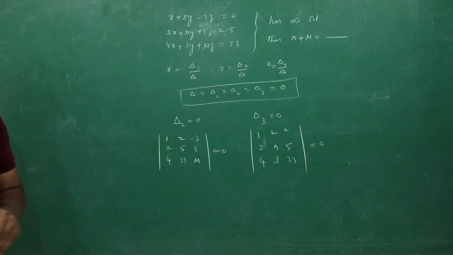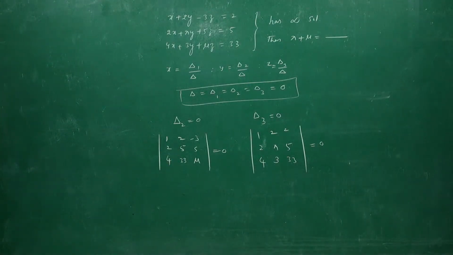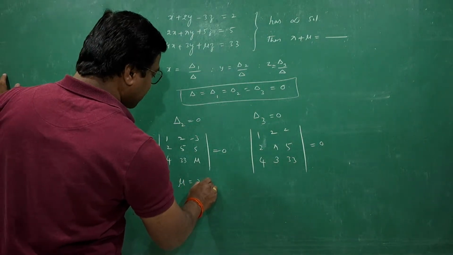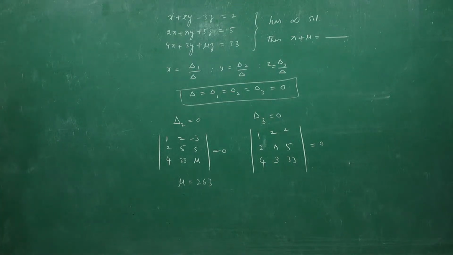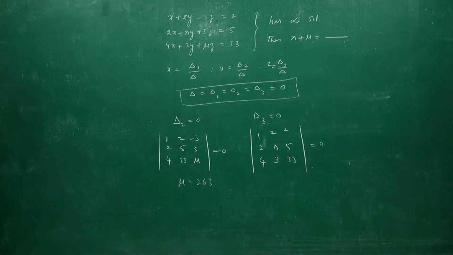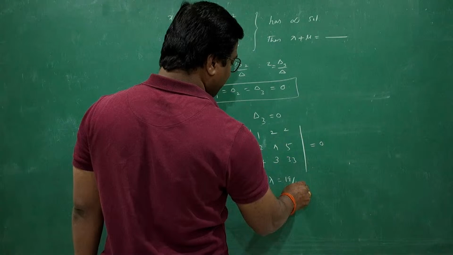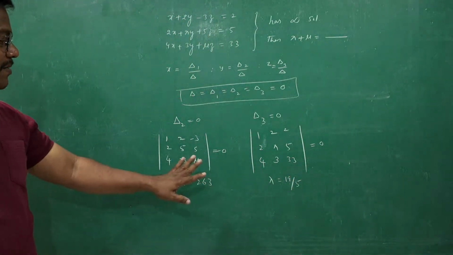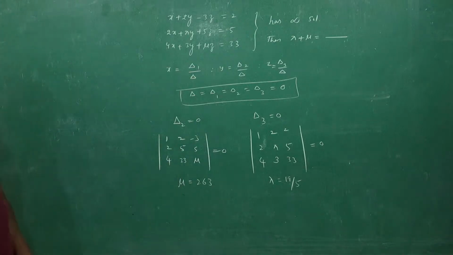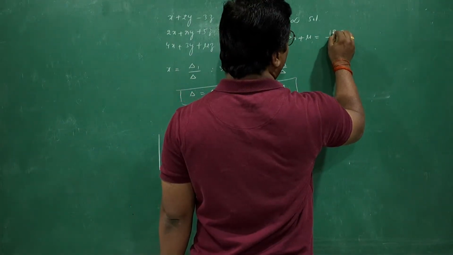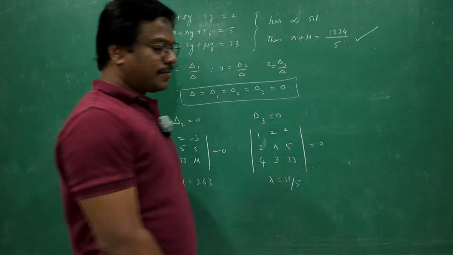And here by writing delta 2 equal to 0, you will get the value of mu. After solving you will get the mu value 263. Similarly, by writing delta 3 equal to 0, you will get the value of lambda, and lambda is 19 divided by 5. Find the determinant value, you will get lambda as well as mu. But the question is given as the sum of lambda and mu. After adding these two, you will get 1334 divided by 5. This is your answer. Okay.